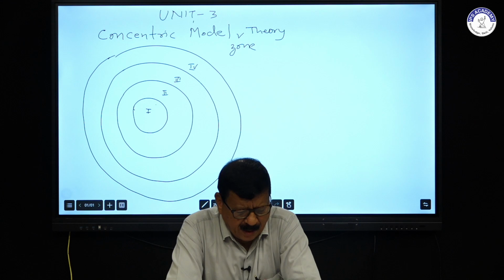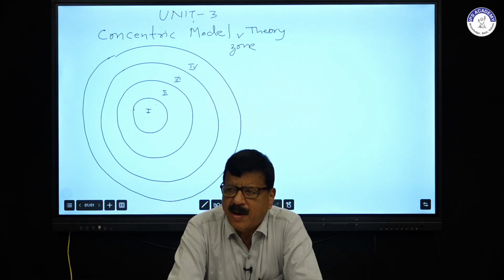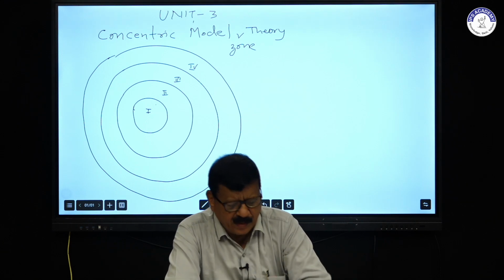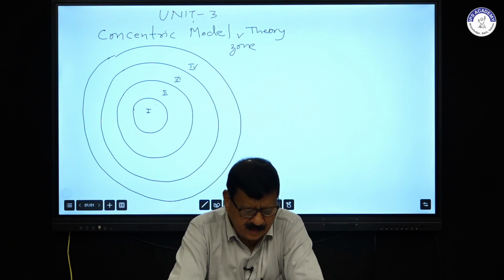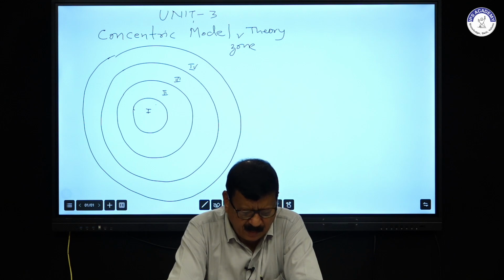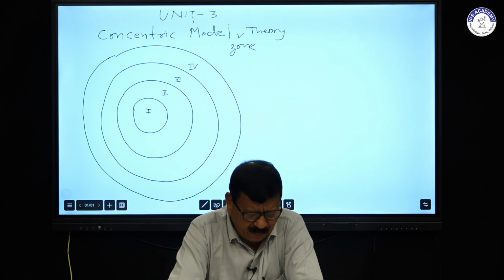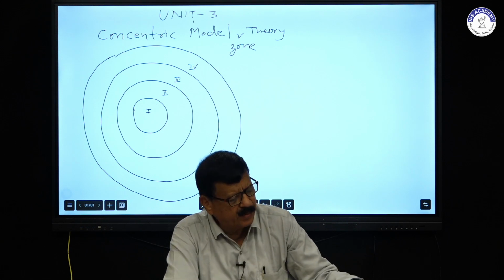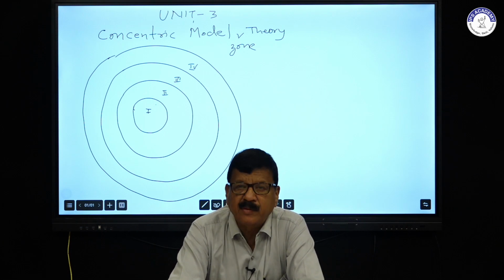Based on the human ecology, this theory was invented by him by studying a city, Chicago, in America. You already have heard the name Chicago in America. It was the first explanation of the distribution of the social groups within urban areas.